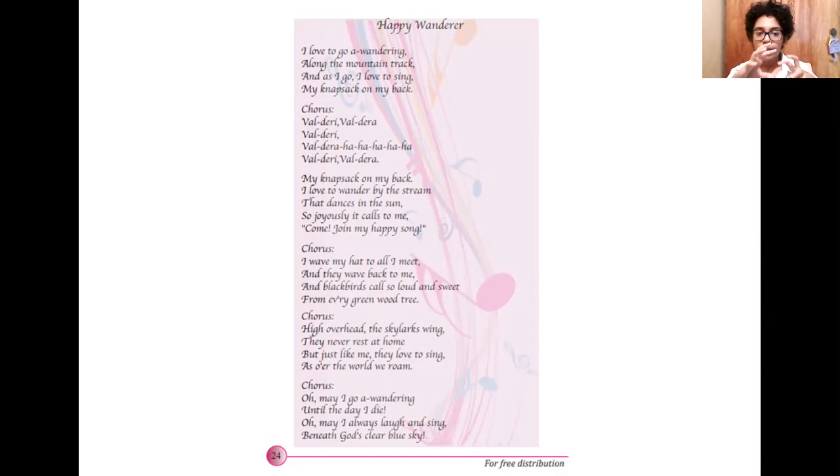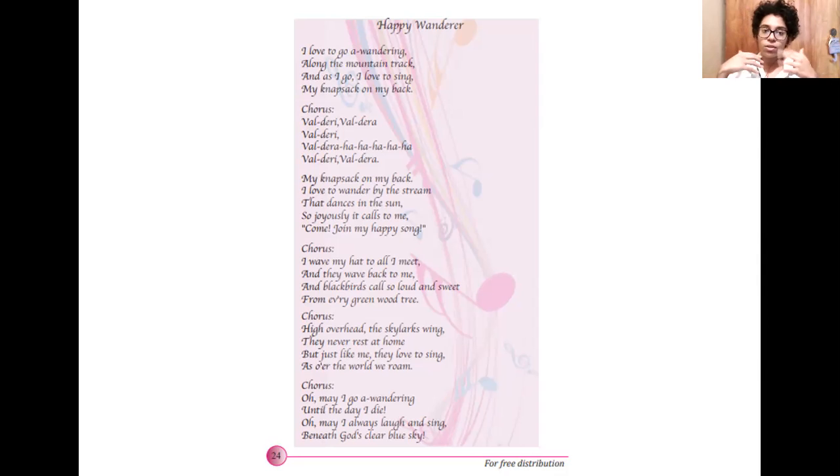Then earlier, what he said is now like a trip, a traveling. Now, "I wave my hat to all I meet and they wave back to me." I wave my hat means taking the hat and they wave it like this, right? And they wave back to me. Then when you're walking on the road, if you see someone you know, you wave at them and they wave back at you.